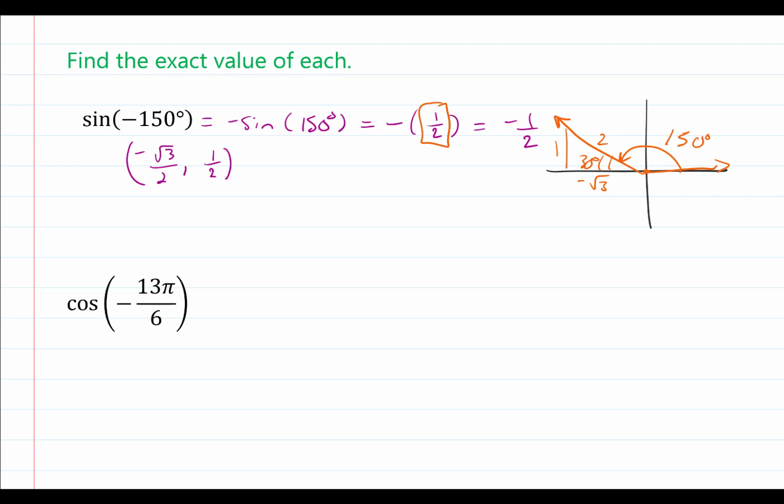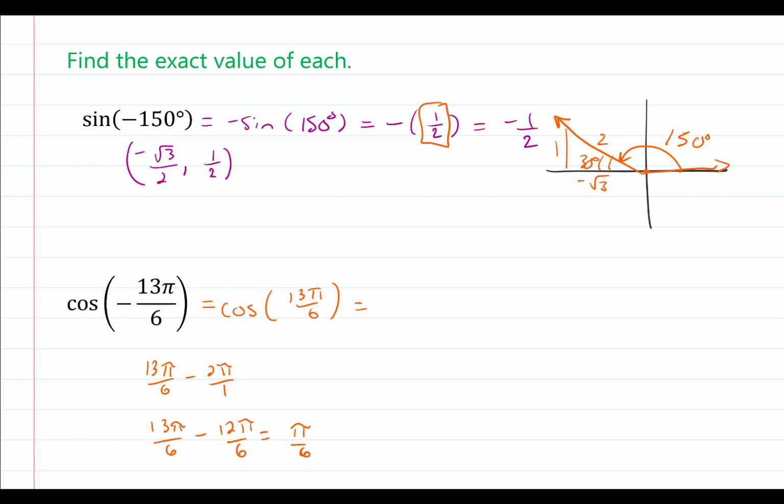Now we are going to find the exact value of cosine of negative 13 pi over 6. Because cosine is even, we know that cosine of negative 13 pi over 6 is equal to positive cosine of positive 13 pi over 6. Now hopefully we recognize that 13 pi over 6 is larger than 2 pi. So we want to take 13 pi over 6 and subtract from it 2 pi in order to get a coterminal angle. Finding our common denominator, this would be 13 pi over 6 minus 12 pi over 6, giving us a difference of pi over 6.